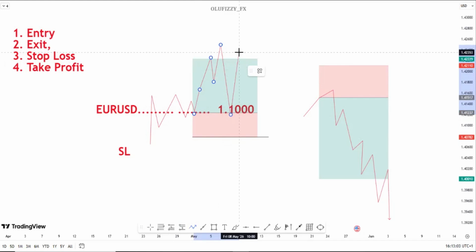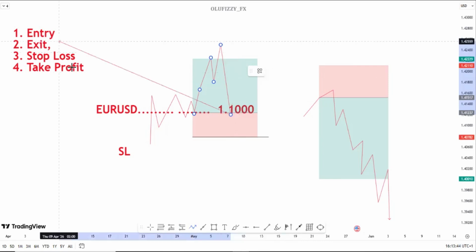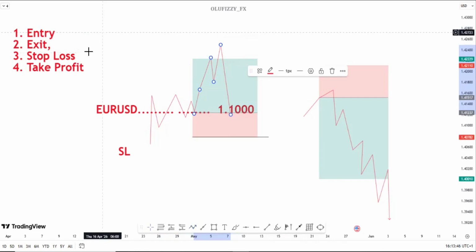It can also help you remove emotion. You can just place your trade, set your take profit, set your stop loss, and close your trading app so that the market just does its thing. You won't have to be watching what the market is doing and start acting based on what you are feeling. So it can help you remove emotion from your trade, and your profit is going to be locked in for you automatically when price gets there. So that is all for the entry, exit, stop loss, and take profit.